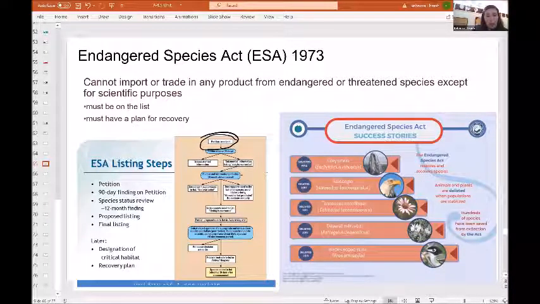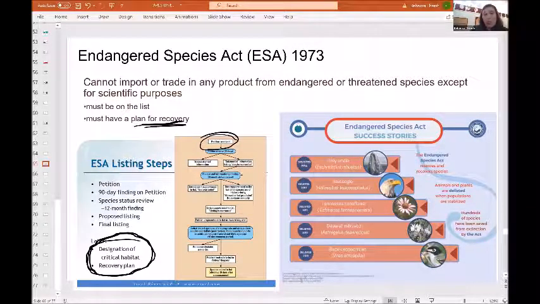And then afterward, you can designate a critical habitat that has to be protected, and then you have a recovery plan. Now, this is a federal law, so it is applicable to the United States specifically. And there are some really great success stories. The gray whale has been delisted, and the bald eagle and the black-capped vireo have been saved because of actions with the ESA.